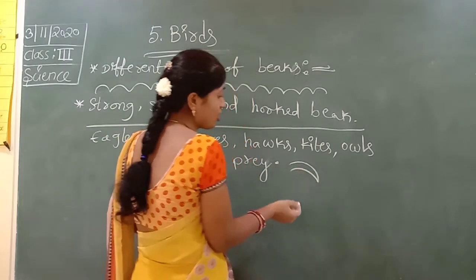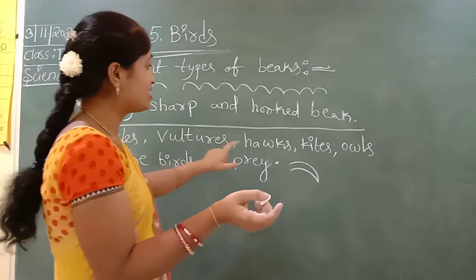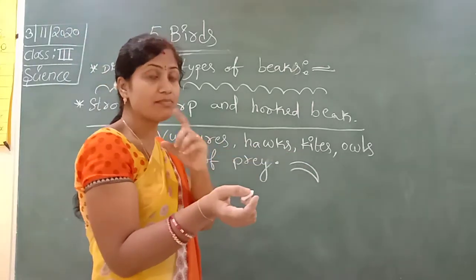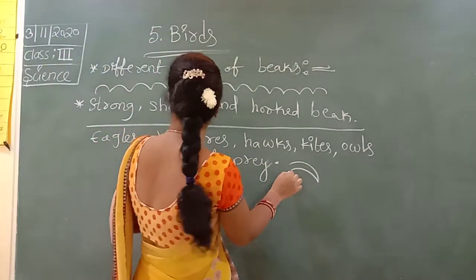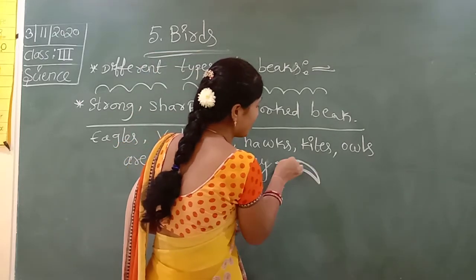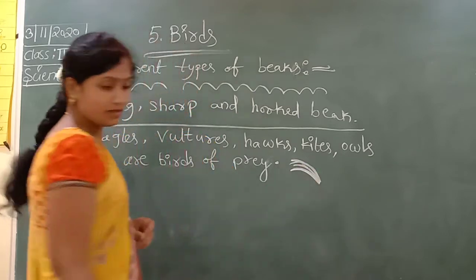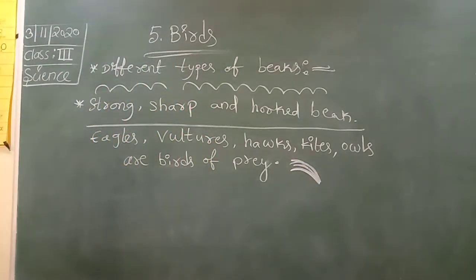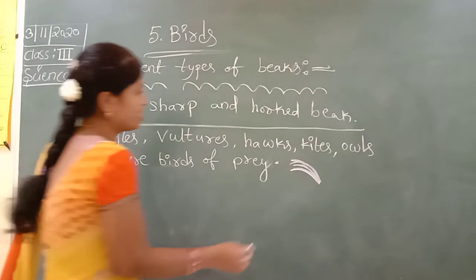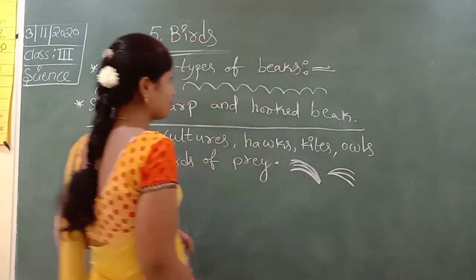So vultures, hawks, kites, owls, eagles: they all have beaks like that. Sharp, strong, sharp. Okay? Eagle, vulture, like that only they have those beaks.